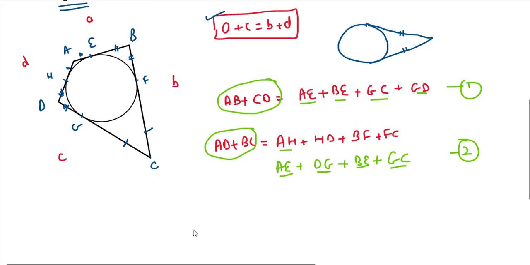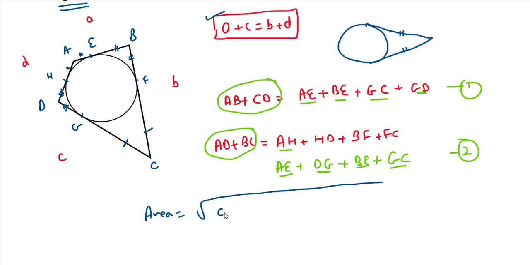Now the area of a tangential quadrilateral is given by the square root of ABCD into sine of (A plus C) by 2, where A, B, C and D are the lengths of the sides of the quadrilateral, and here we have taken half of the sum of opposite angles. So in this case we have taken A and C, half of this, or you can also take half of B plus D. That will also do.